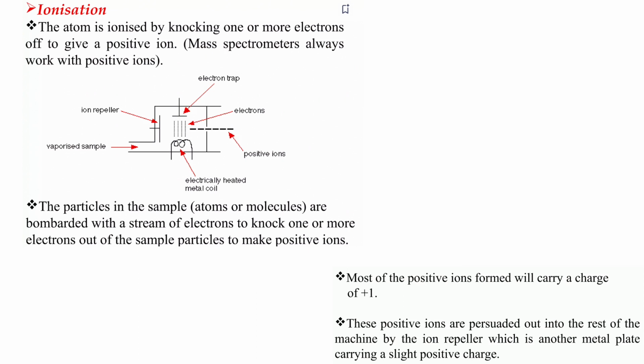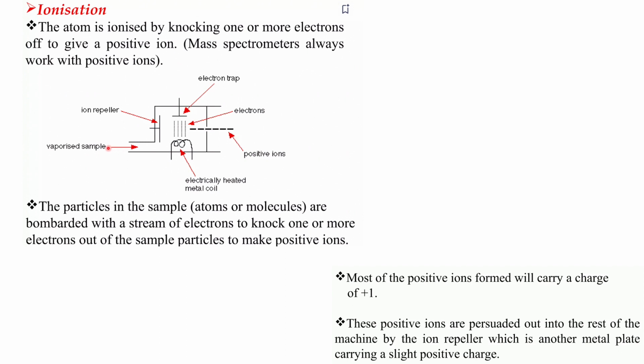The atom is ionized by knocking one or more electrons off to give a positive ion. Mass spectrometers always work only with positive ions, and the positive ions formed will always carry a positive charge of +1. These positive ions are persuaded out into the rest of the machine by the ion repeller, which is a metal plate carrying a slight positive charge.